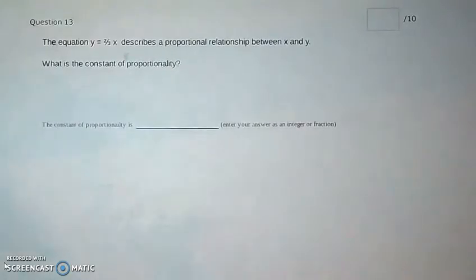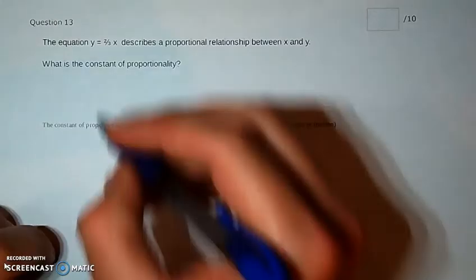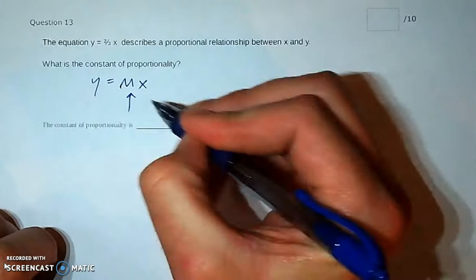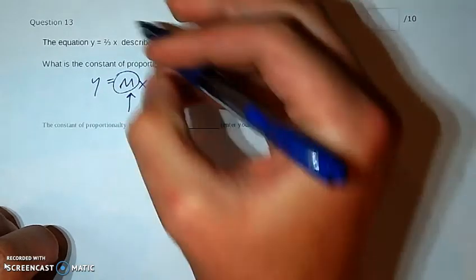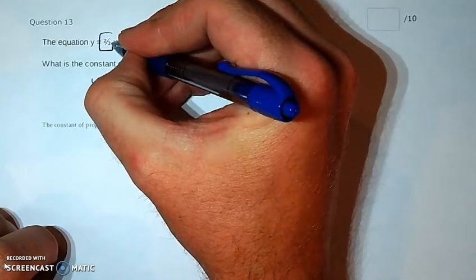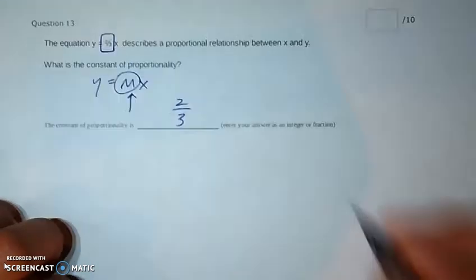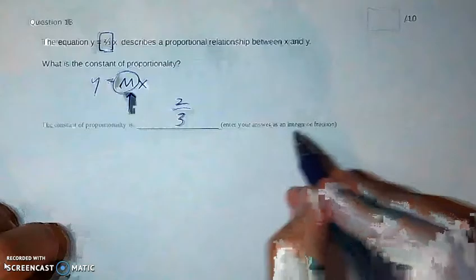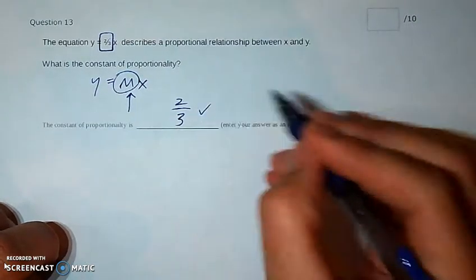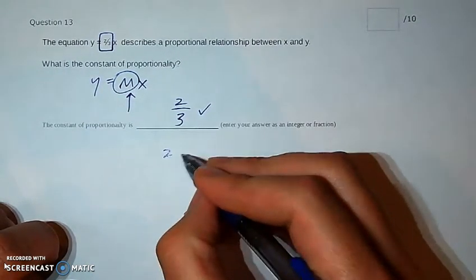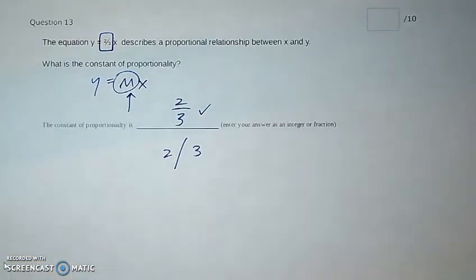This equation describes a proportional relationship between x and y. What is the constant of proportionality? Well, as you might recall from every single question we've done so far, the constant of proportionality, or the unit rate, is m, and that's therefore this right here, which is 2/3. All right? 2/3. Enter your answer as an integer or a fraction, so that would be good. And how you'll type it in is just 2/3 on your Chromebook or your computer.